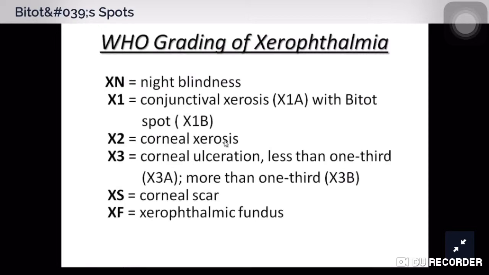X2 is corneal xerosis. X3 is divided into X3A and X3B. When corneal ulceration involvement is less than 1/3, it is X3A, and when corneal ulceration involves more than 1/3 of cornea, it is X3B. XS is corneal scarring, and XF is xerophthalmic fundus.